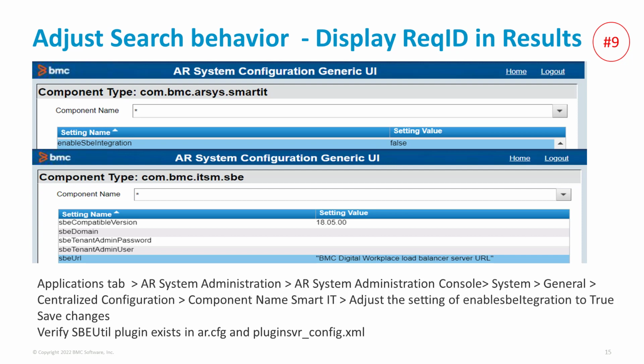In order to display the DWP catalog request ID, make sure the Enable SBE integration is set to true. Validate the DWP catalog configuration in centralized configuration and make sure the entry for SBE util plugin exists in the ar.cfg file and also in plugin asbeer config.xml.